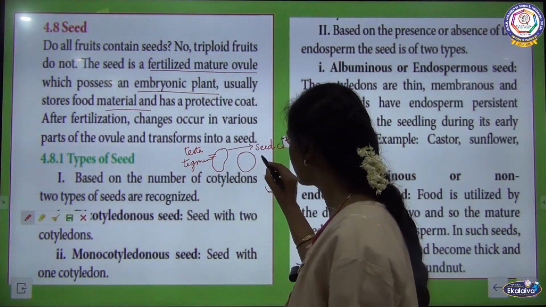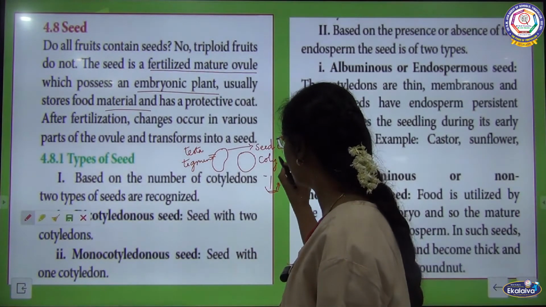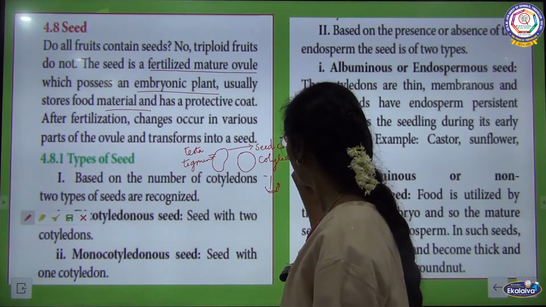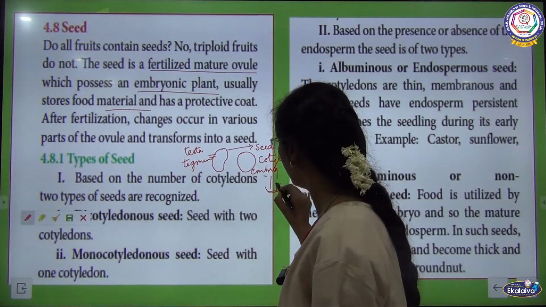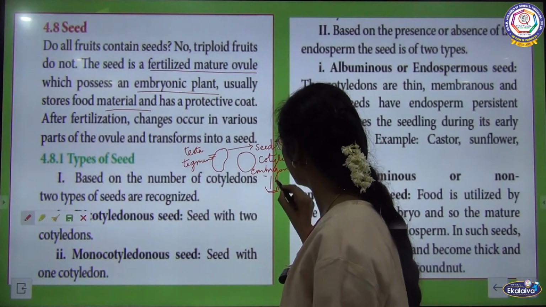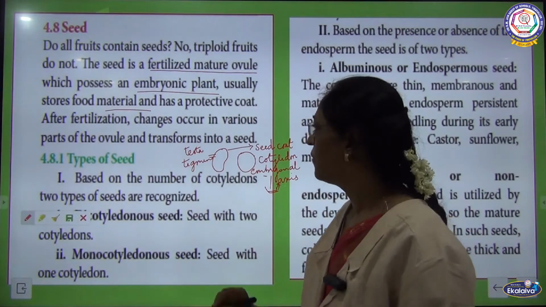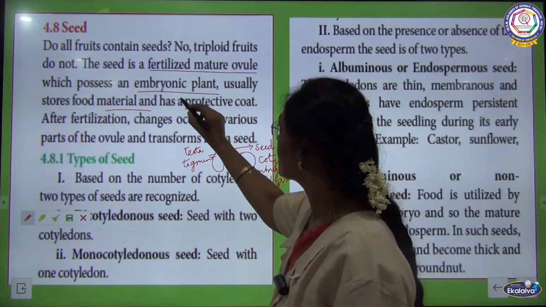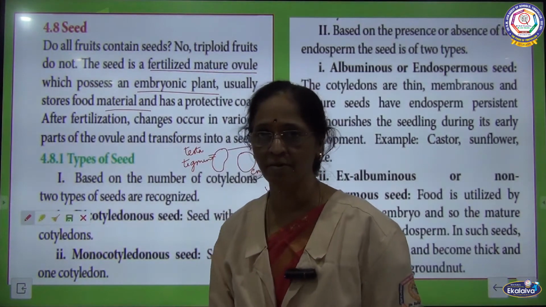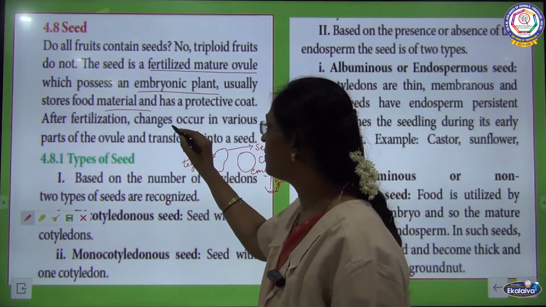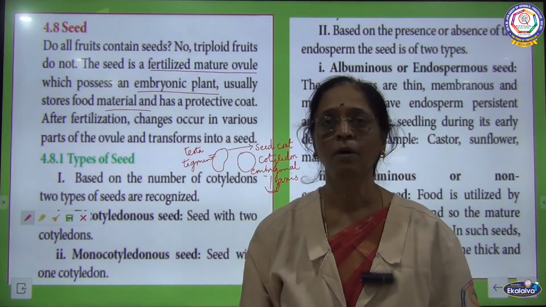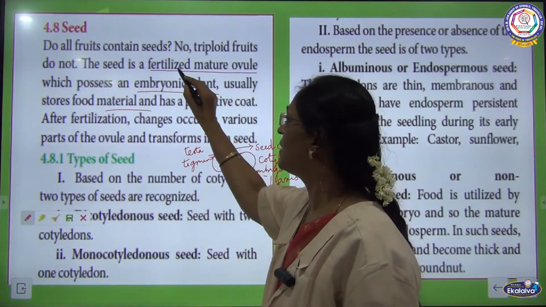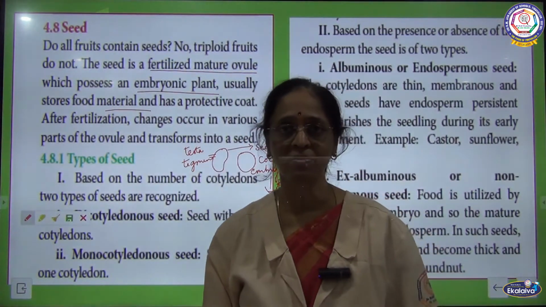So the seed coat is the first part. The next one is the cotyledon and the embryonal axis. So the seed is a fertilized mature ovule, and after fertilization the ovule is transformed into a seed. So a matured, fertilized ovule is what we call a seed.